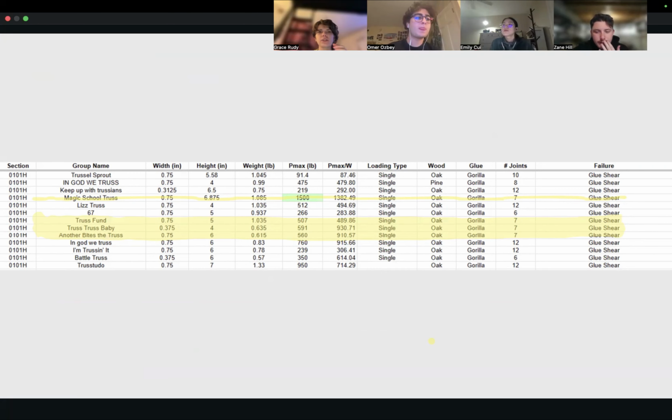So basically, the pictures are showing the presentation of the different sections. So this is, I believe, Hamel's, the 0101 honors. And then this highlighted the number of joints they had, which is our assumption that it was the same exact truss as we had.